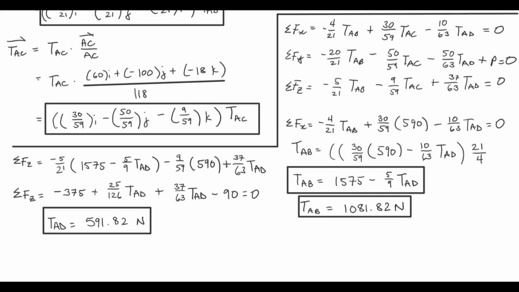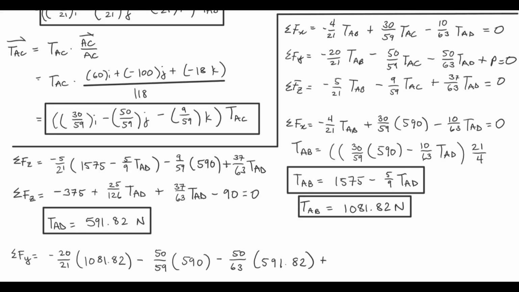Finally, since we have all three tensions, we can solve for the vertical force P. So we need to use the sum of the forces in the y direction and solve for P. So substituting in the values for all the tensions, we were able to solve for the vertical force P. And for us, P was equal to 2000 newtons.